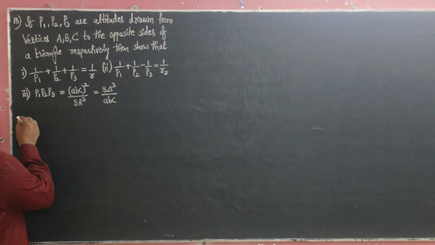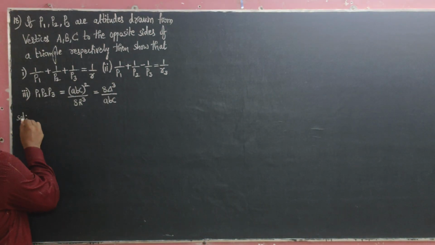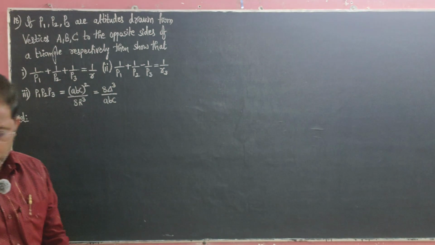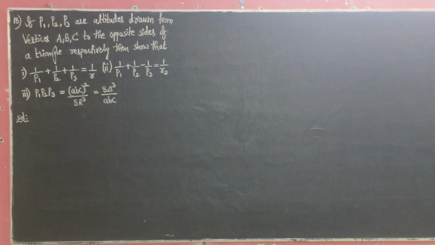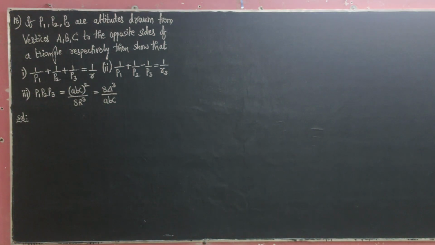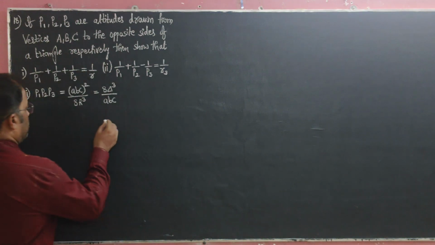Clear? Right. So the question is, if P1, P2, P3 are the altitudes drawn from the vertices to the triangle. Okay. So first of all, we have to draw a triangle.